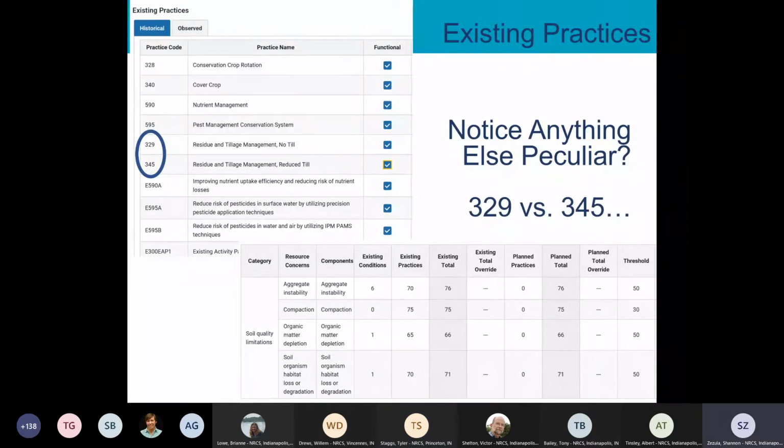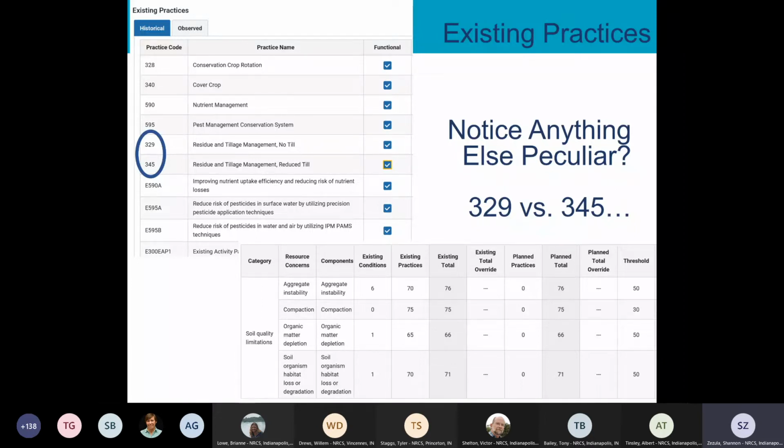Can we have no-till and reduced tillage on the same field? I'll answer that question. If you look at the standard as an annual practice, yes, you can have no-till soybeans and vertical till corn. So this is some guidance we're going to be sending out.